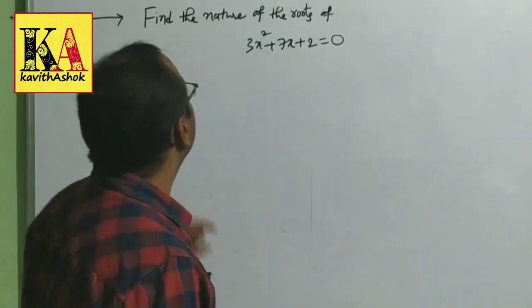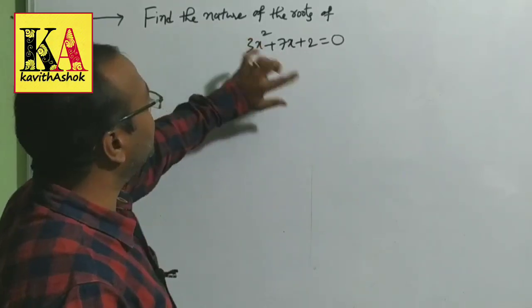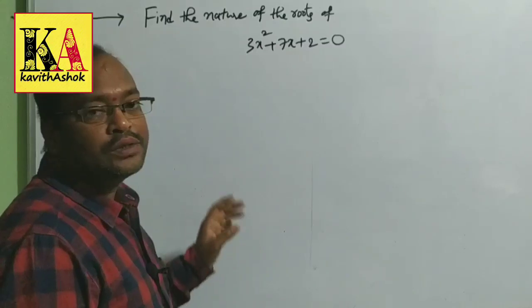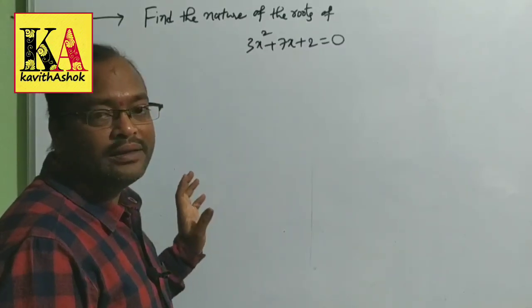Find the nature of the roots of a quadratic equation. So how can you find out the nature? We can find out the nature by calculating the delta value.